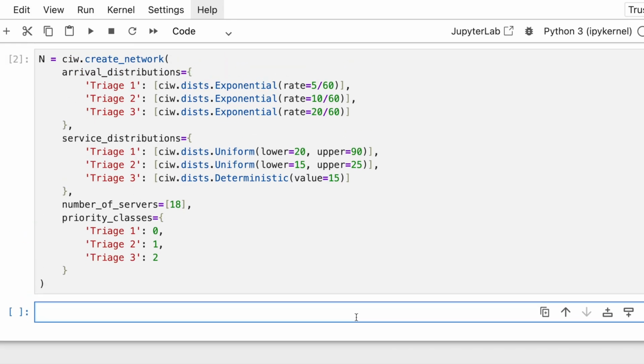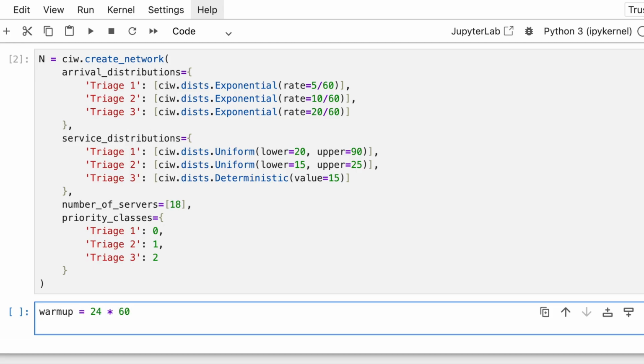Now recall we said that this was a steady state model, so we have no defined start and end times, and therefore what we would like to do is run this for a very long time with some sort of warm-up time. So let's say we want our warm-up time to be 1 day. We want to run this simulation for a whole day before collecting any results. A day in minutes is 24 times 60. And say we want to run the full simulation for a month, that is 30 days.